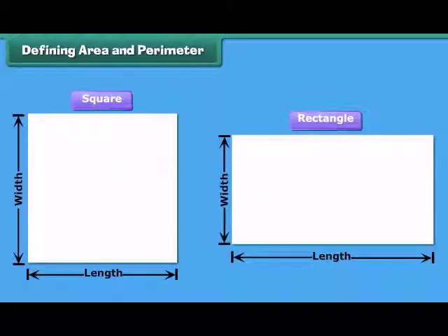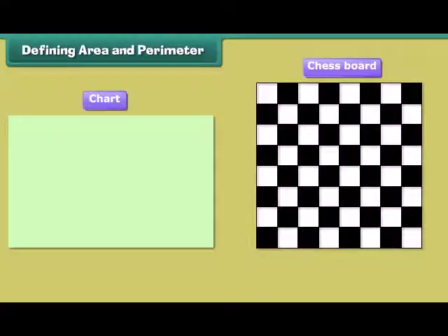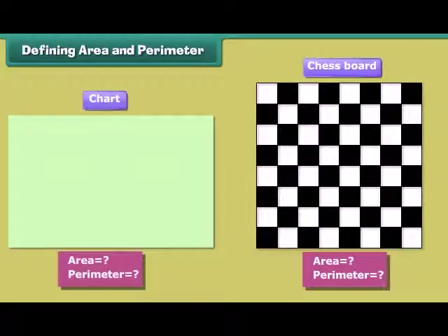Friends, we already know about the closed figures like squares and rectangles. For example, this chart paper is a rectangular chart, while the chessboard is a square. How can the area and perimeter of such mathematical figures be calculated?